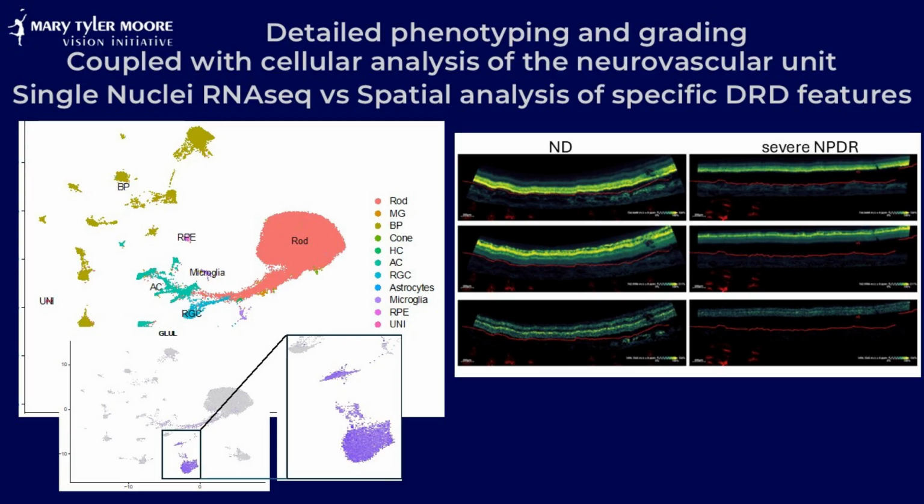And here is an example on the left-hand side of a first round of analysis that's been done at the level of the single nuclear RNA-seq, showing the identification of all retinal cells. And then on the right-hand side is an example of MALDI imaging, looking at the different layers of the retina relative to lipid composition. And the goal is to get after the changes that are affecting the retina in the different stages of the disease compared to the normal retina.